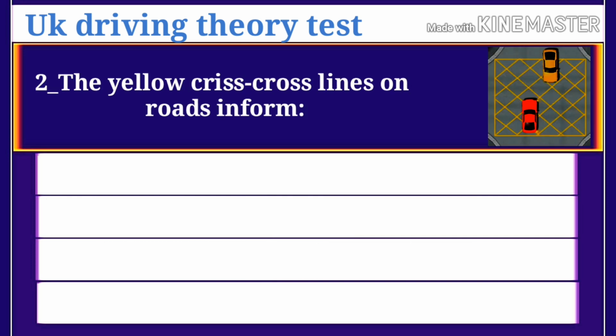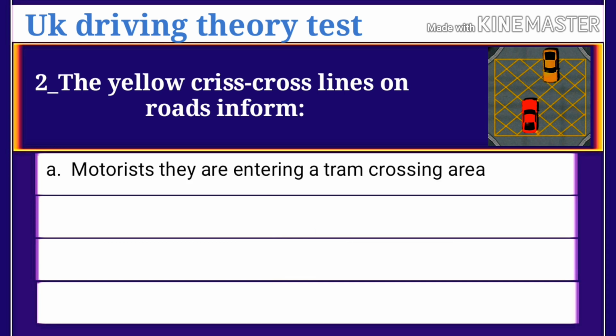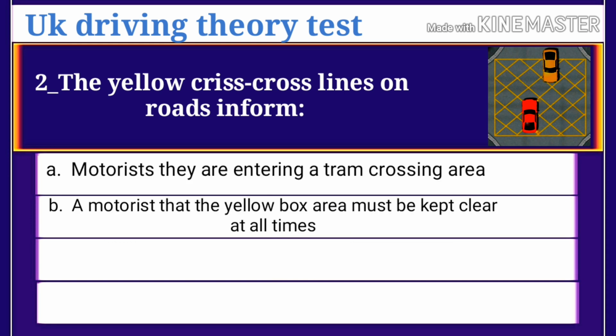Question 2. The yellow criss-cross lines on roads inform: A. Motorists they are entering a tram crossing area. B.